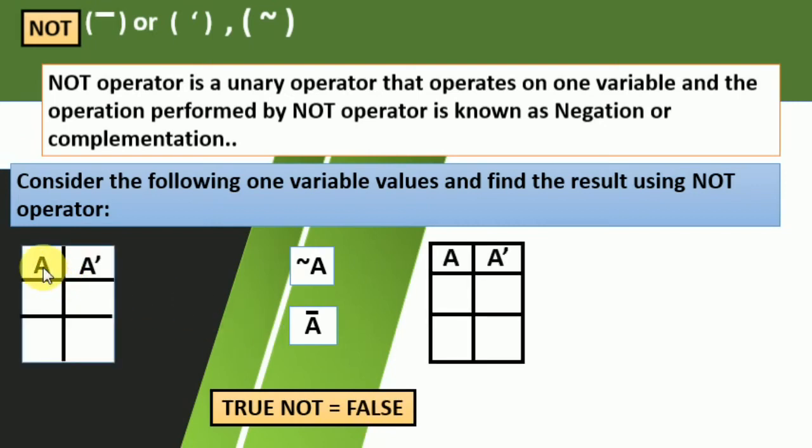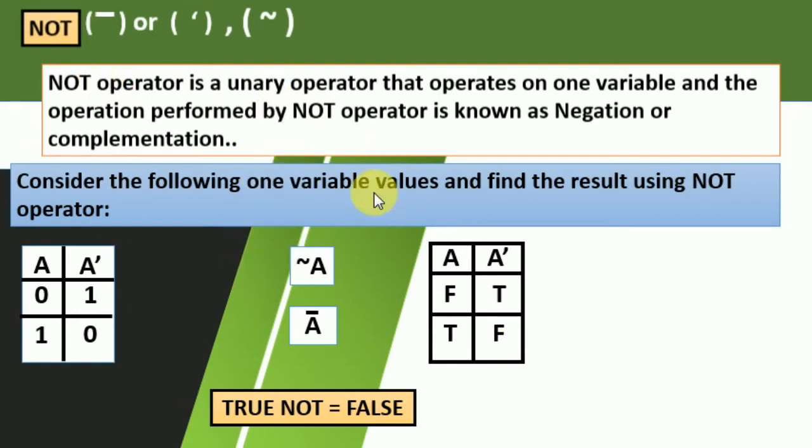So here it is, A with an exponent sign means A complement. This is the sign of complement, or a dash sign at the top, which we can also use, and that will also work. If the value is 0 1, that means false and true, the result will become 1 0, that means true and false. False becomes true, true becomes false. That is the basic use of NOT.